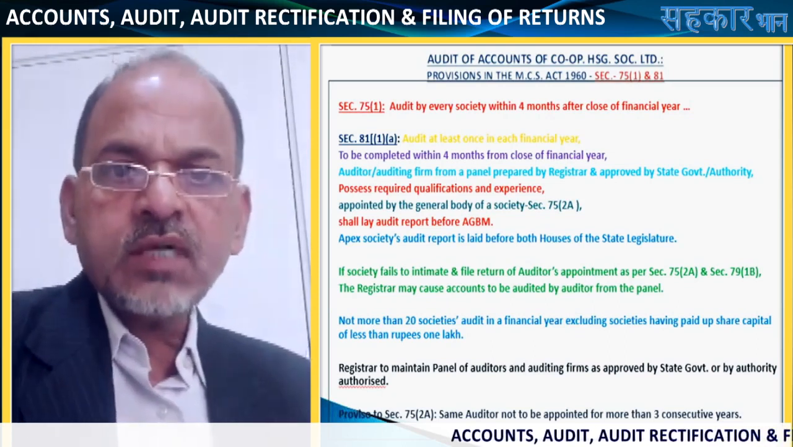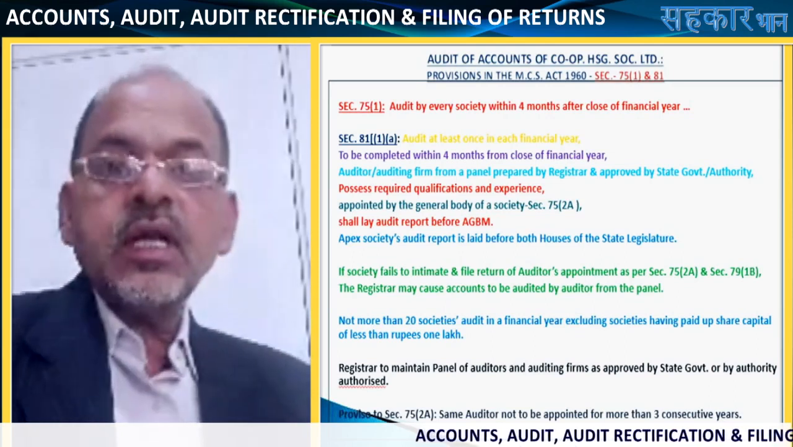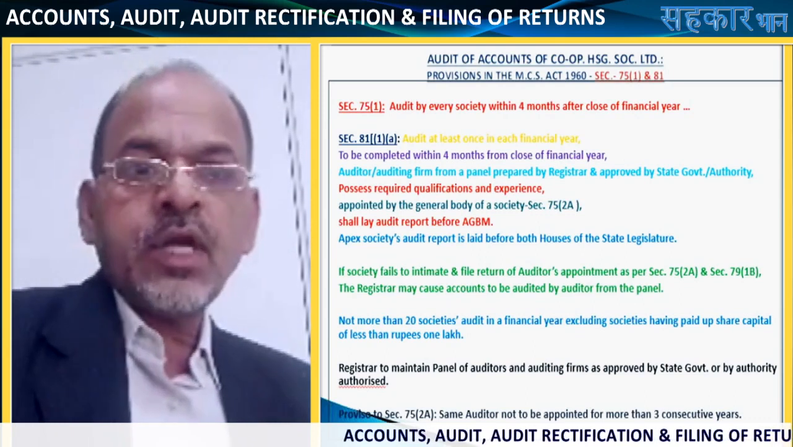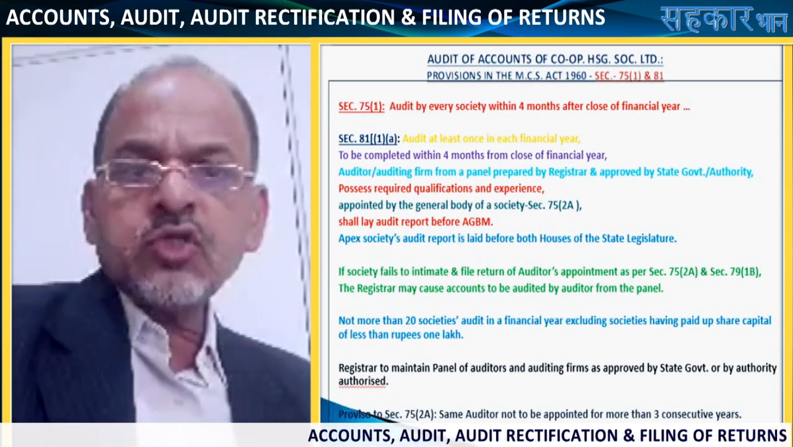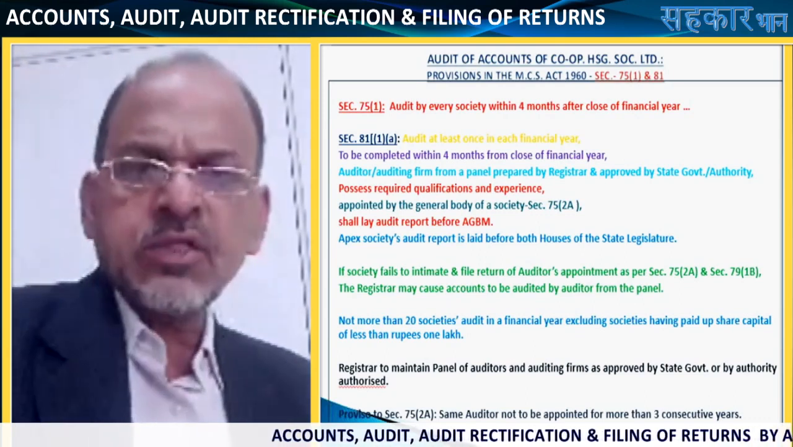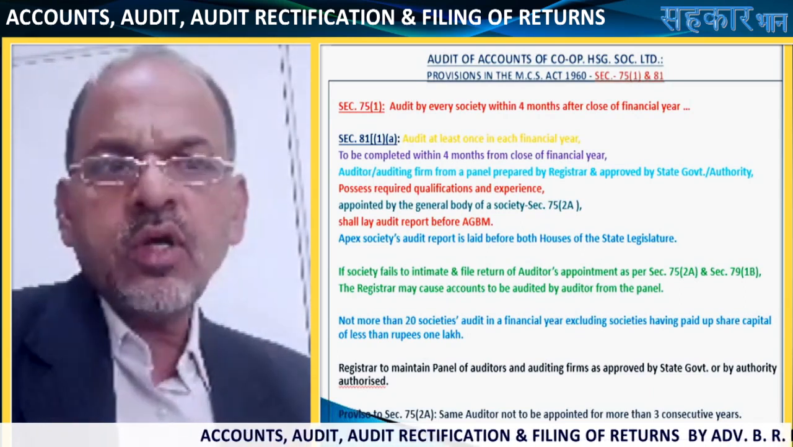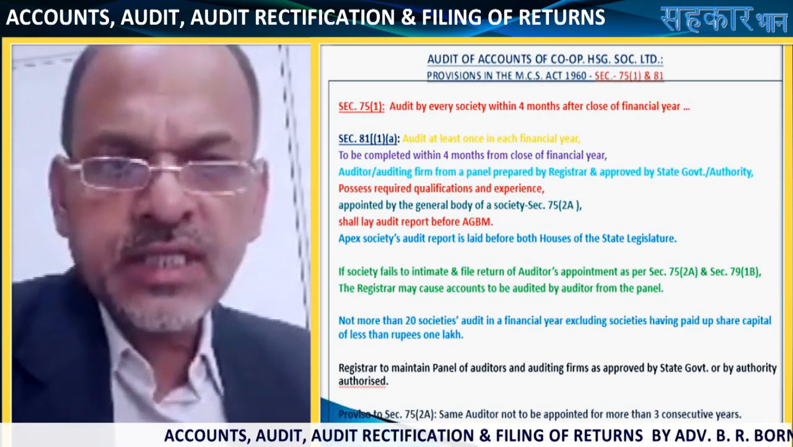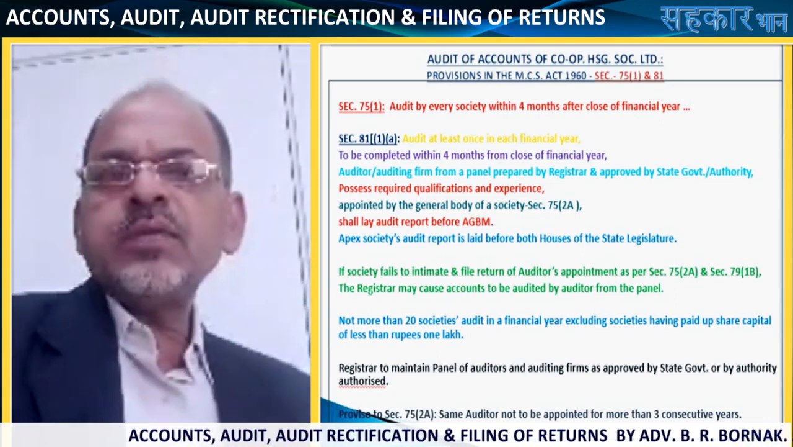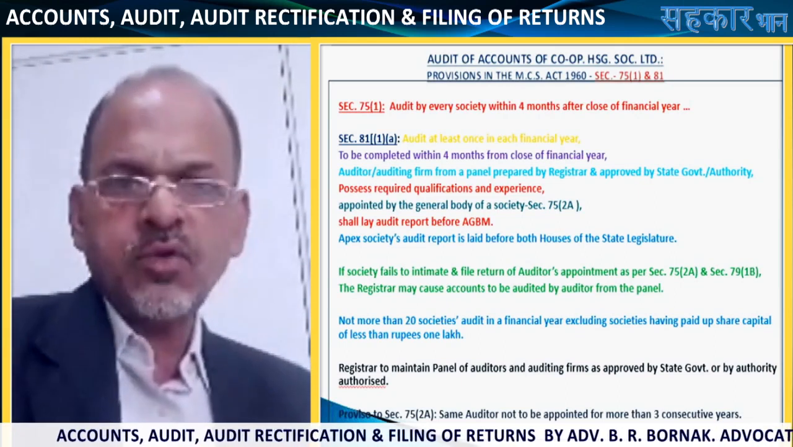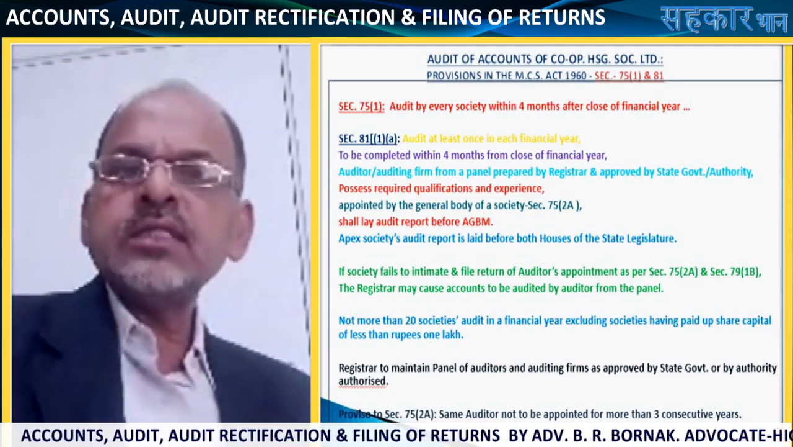And if your society is an apex society, that is a state level society, the apex society's audit report is laid before both the houses of the state legislature. Means if your society is a state level society, that is an apex society, then the audit report of the apex society is required to be laid before both the houses of the state legislature, that is Vidhan Sabha and Vidhan Parishad.